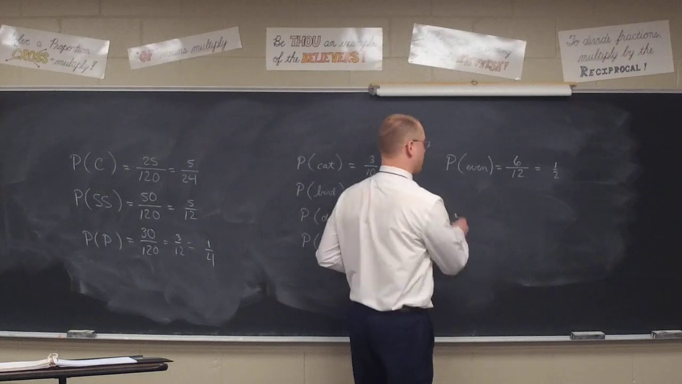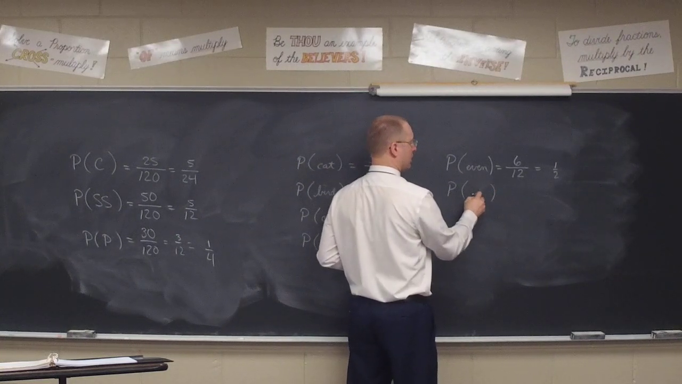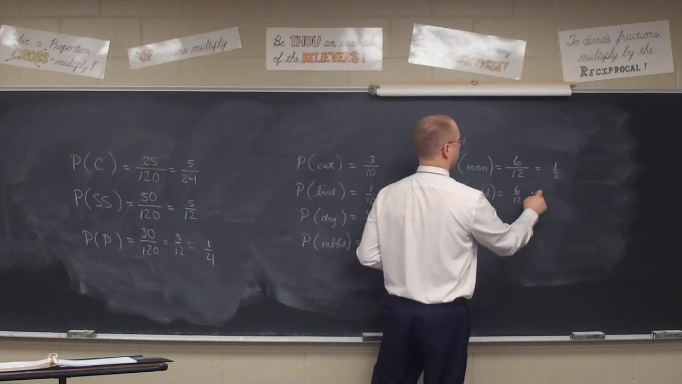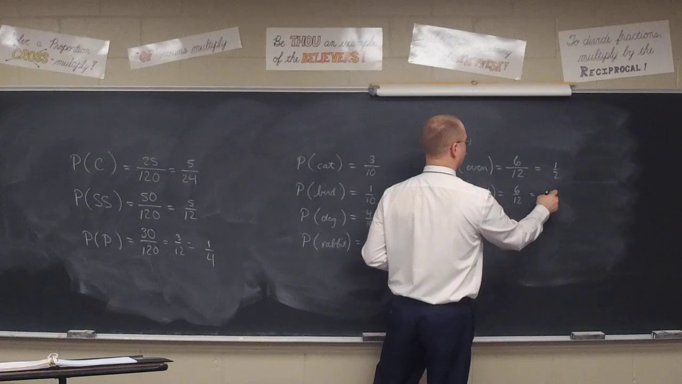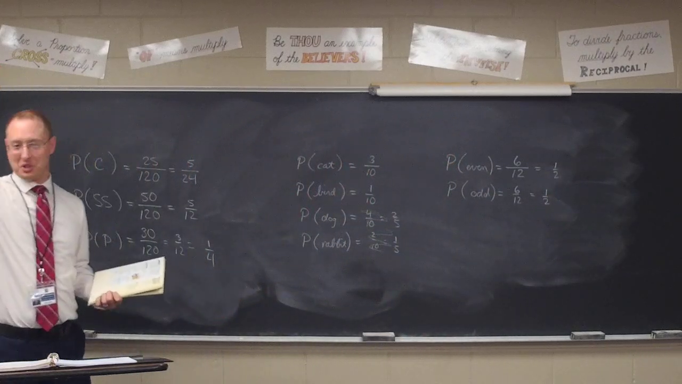And Joel, starting with the notation. P, parentheses, odd, equals 6 over 12, equals 1/2. Well, 1 to 2. The probability of odd is going to be 1 to 2 also, right?